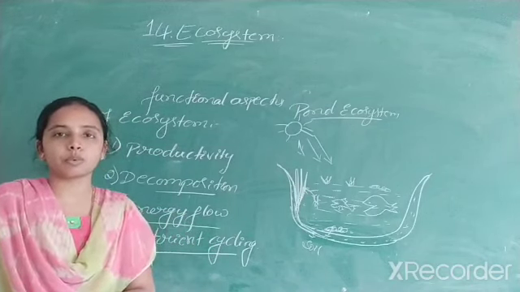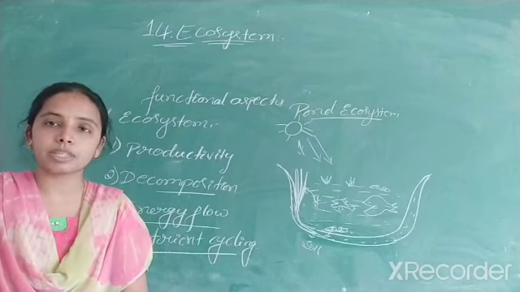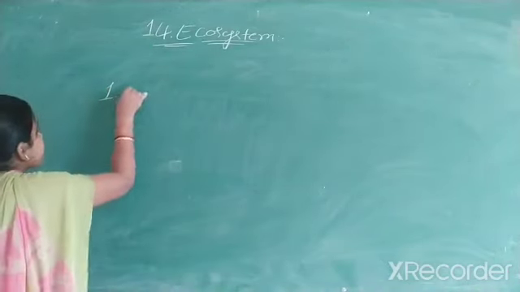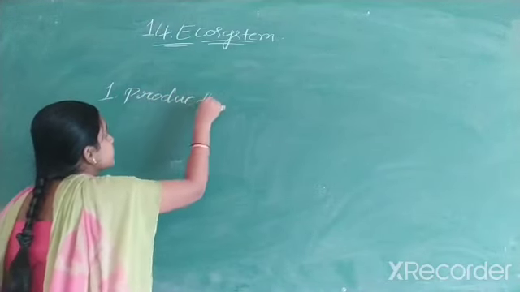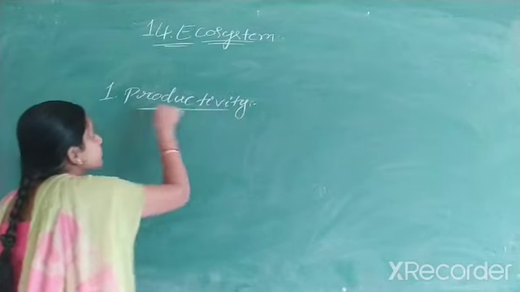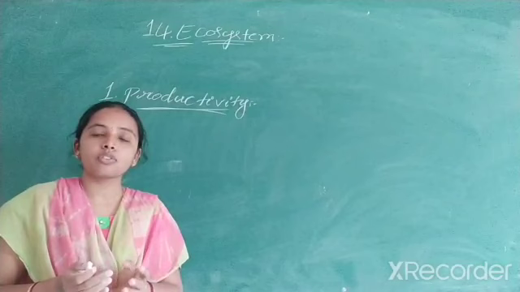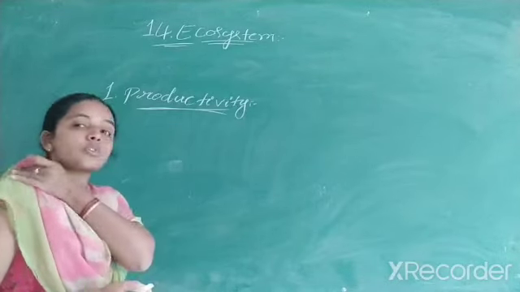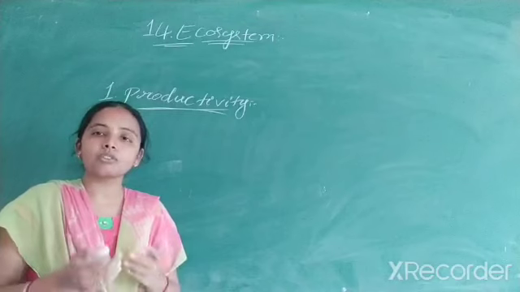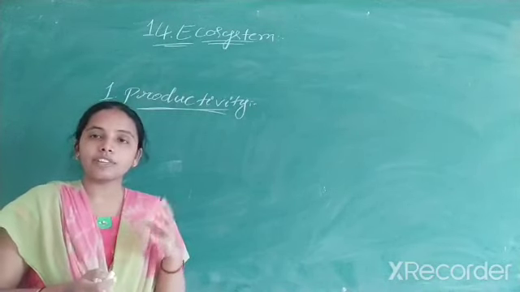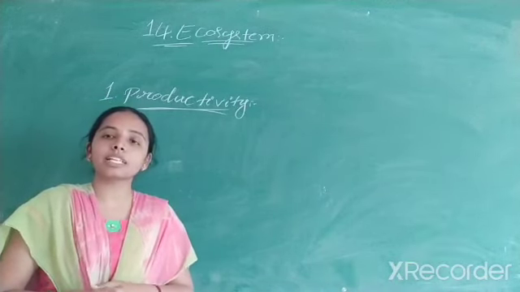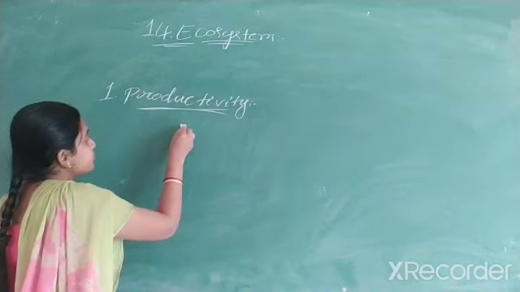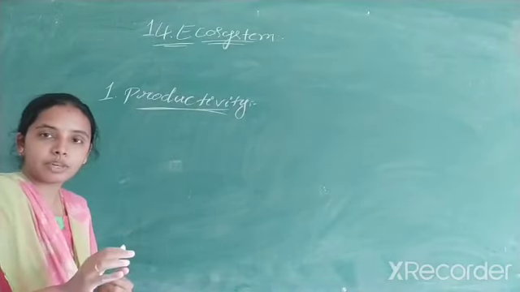So now let us describe each of the functional aspects. The first one is productivity. Productivity is the rate of biomass or organic matter synthesized by the producers during photosynthesis. The plant prepares food and produces biomass, and that is called productivity. Productivity depends on the rate of photosynthesis. Productivity is classified into primary productivity and secondary productivity.